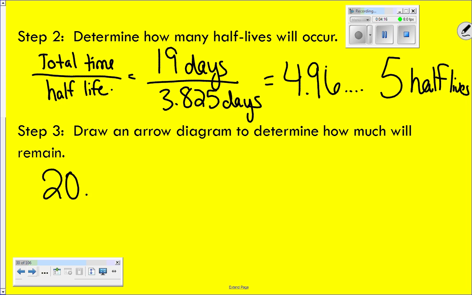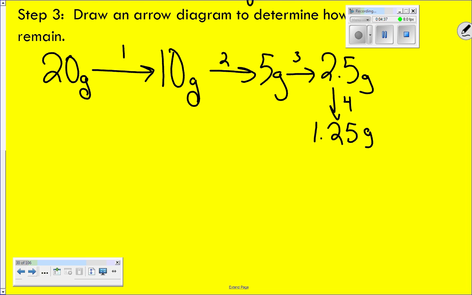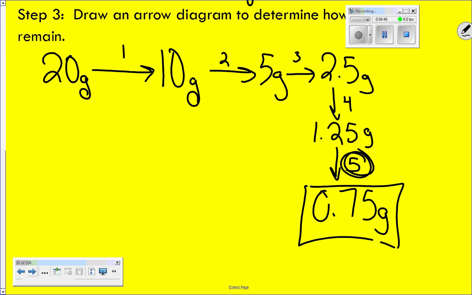So I'm starting with 20 grams, and then I chop this in half by my first half-life, go down to 10 grams. My second half-life is going to take me to 5 grams. My third half-life is going to take me to 2.5 grams. Gotta go down, I'm running out of room. My fourth half-life, 1.25 grams. And finally, when I go through my fifth half-life, which is how many I want to go through, I'm going to end up at 0.75 grams of radon-222.